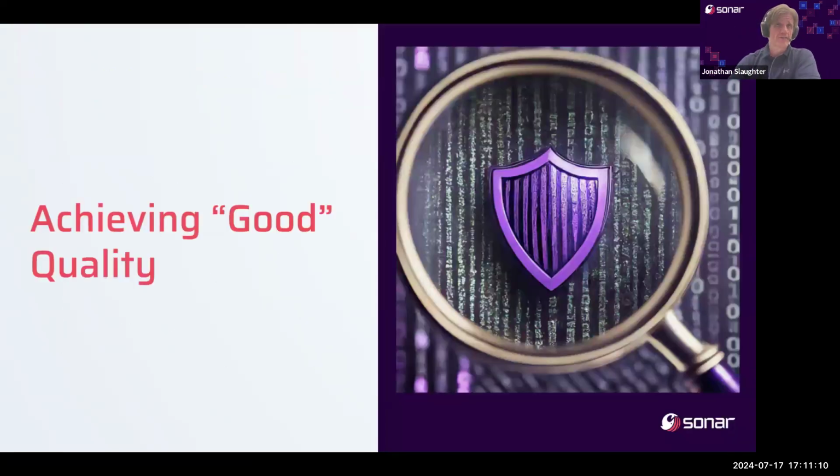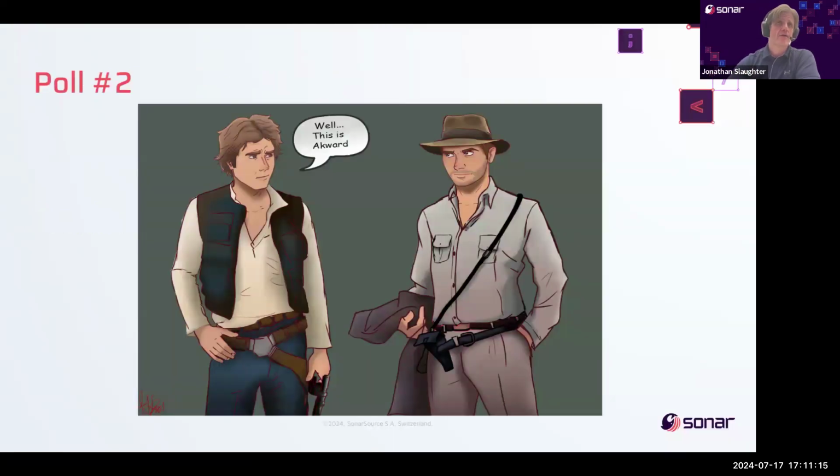Which leads to the next slide. How do we achieve good quality? Before we do that, I want to take a break because we're going to get into some more details here and do our second poll.